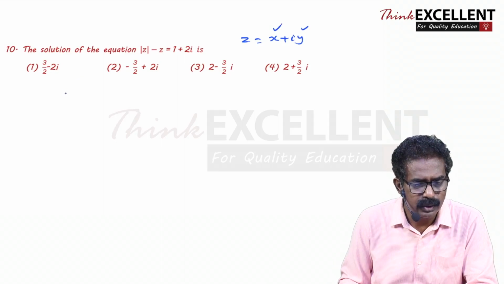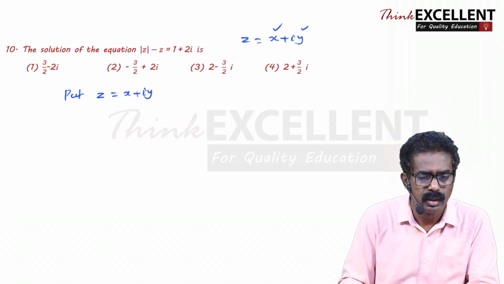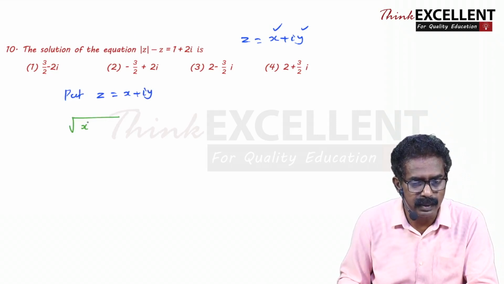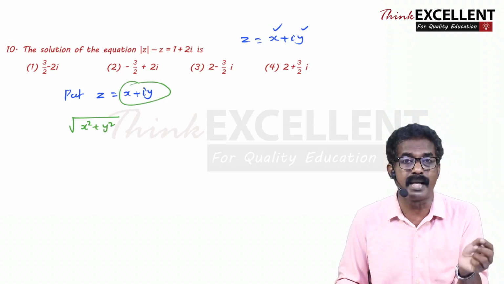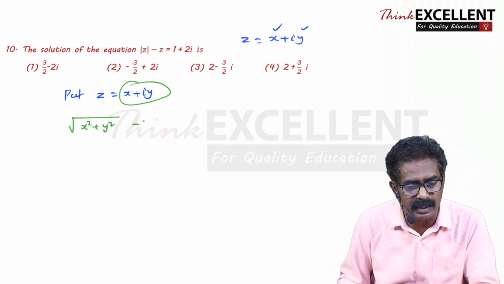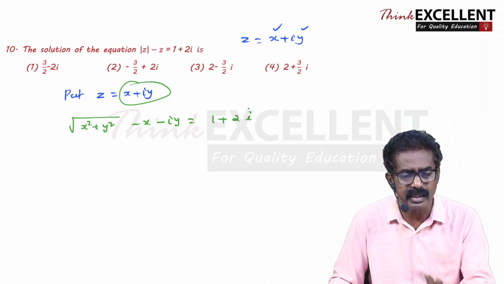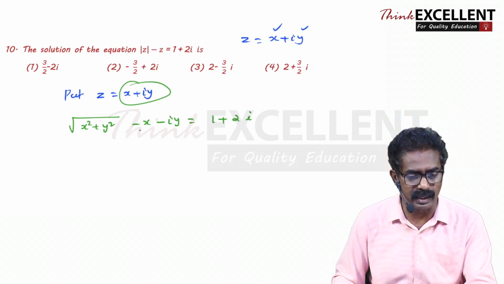So what you do, put Z equal to X plus iY. Then you know the modulus is root of X square plus Y square. Just substitute here: root of X square plus Y square, then minus of Z. This is Z, so minus of Z means you have to change the sign: minus X minus iY, equal to the right side, 1 plus 2i. What we did, we just replaced Z by X plus iY, right?